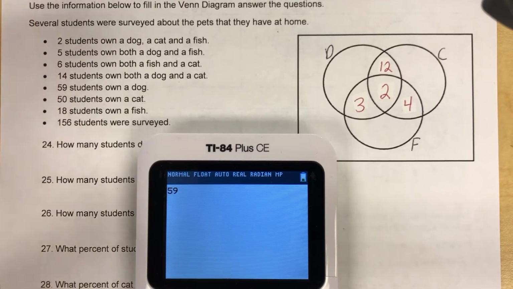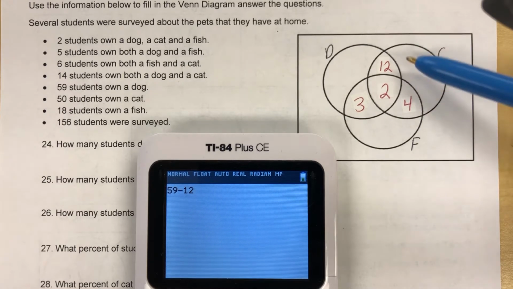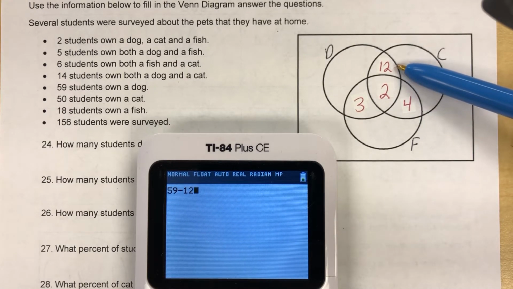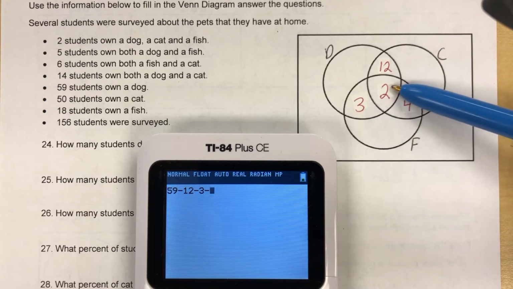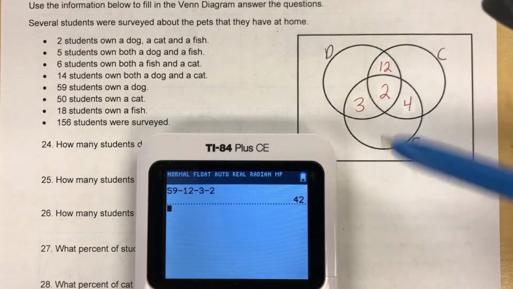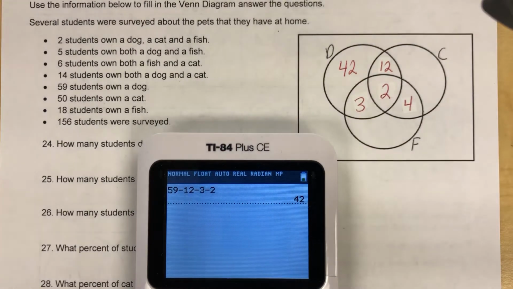I have 59 dog owners minus 12 that have a dog and a cat exclusively, and 3 that have a dog and a fish exclusively, and 2 that have a dog and a cat and a fish. And there are 42 dog owners right here. It's never going to get old.